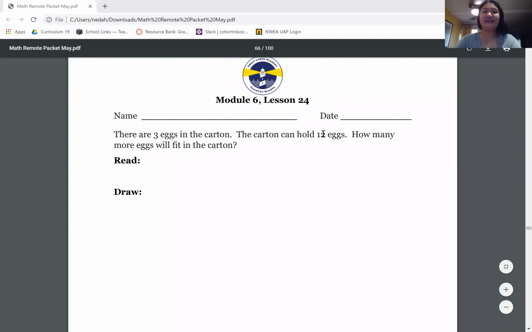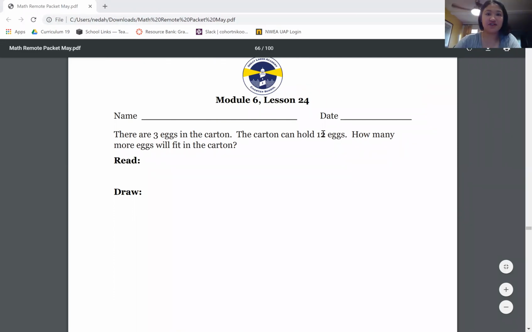Today is Tuesday, June 9th, 2020, and we are going to get started with Module 6, Lesson 24. If you have the packet, go ahead and open it up to this page. If not, you can pause the video at any time and write down this word problem.